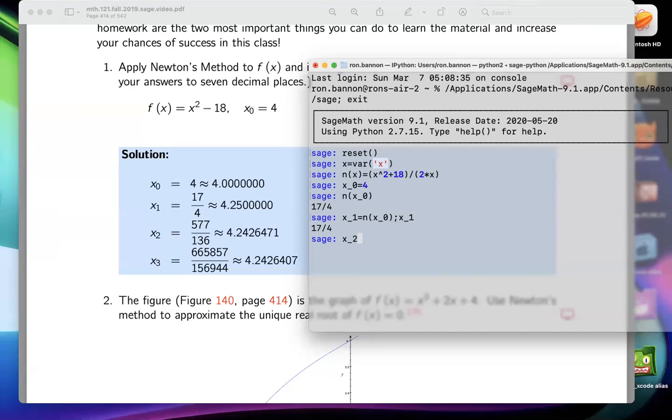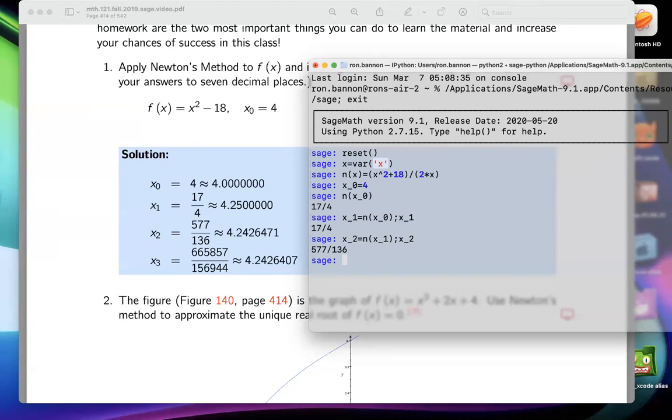What's X2 going to be equal to? N of X1. And what do I want to do? I want to display that. What does it give me? 577 over 136, just like it says in my notes.